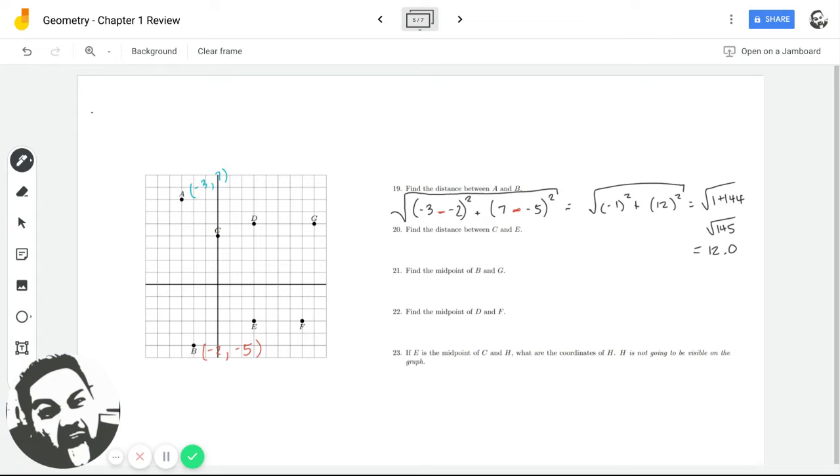We're moving on to question 20. Find the distance between C and E. Question 20 is very similar to question number 19. It's just that C is a weird point. It's (0, 4) because it didn't move left or right, so the first number is nothing. And then it goes up 4 spaces. Moving to E, E is located down here at (3, -3). Now we need to find the distance between those 2 points.